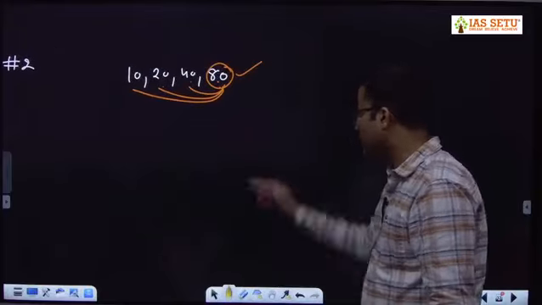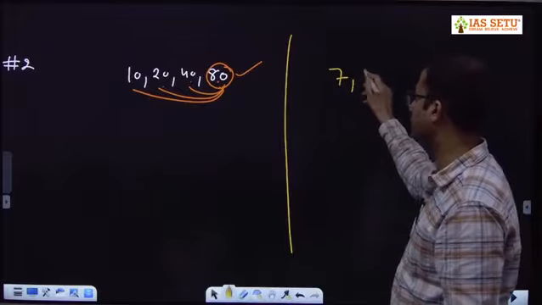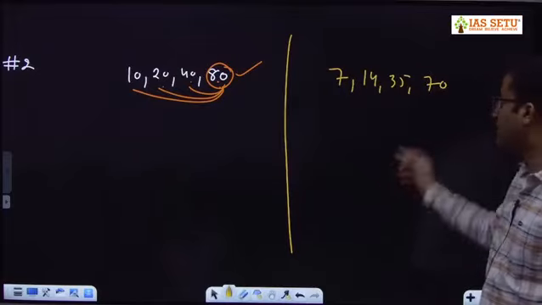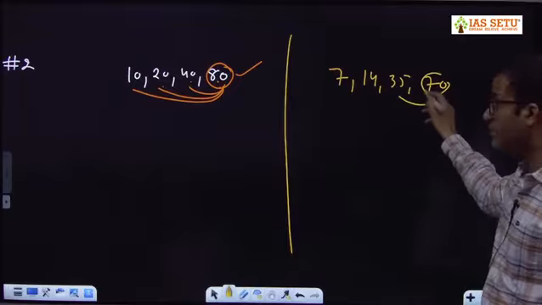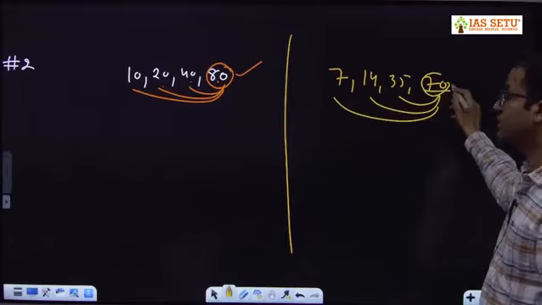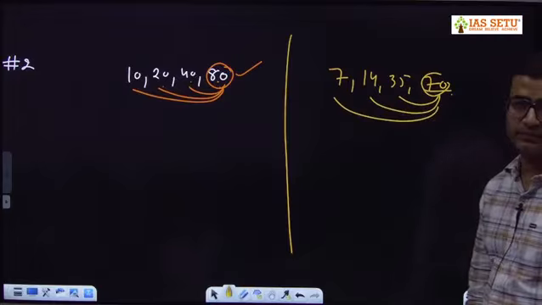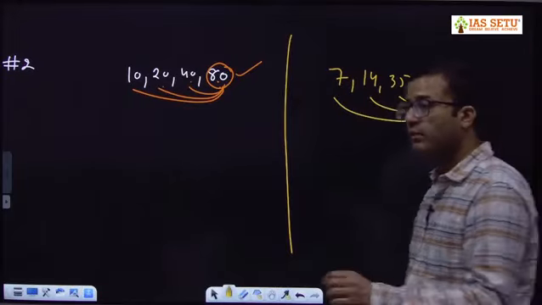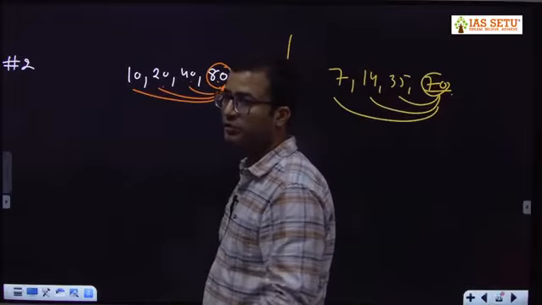For example, it is asked what is the LCM of 7, 14, 35, 70. Since this 70 is a multiple of 35, 70 is a multiple of 14, 70 is a multiple of 7, so this 70 itself is the LCM. So what is the LCM of 7, 14, 35, 70? 70 only. But let me tell you one negative example so that we will not get confused.